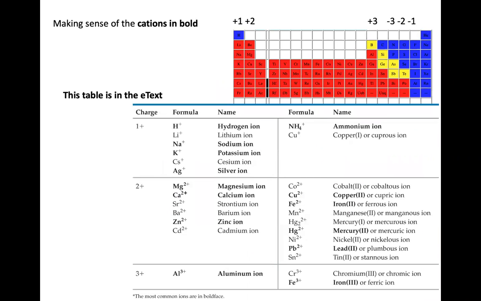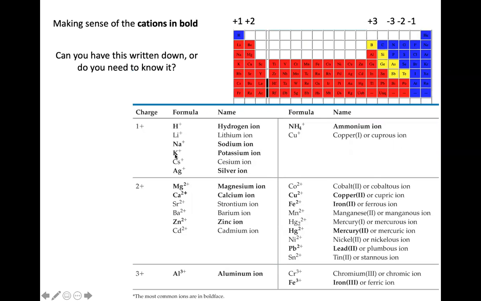Now, let's switch a little bit to the information that we need to know as we begin to use the language of chemistry here. I mentioned when we first began the class, we wanted to know the names and the symbols for various elements. Now, another thing I want to add to that is we need to make sense of the ones that are common cations and common anions. This is a figure from the e-text, Chapter 2. I want us to know the cations that are listed there in bold.